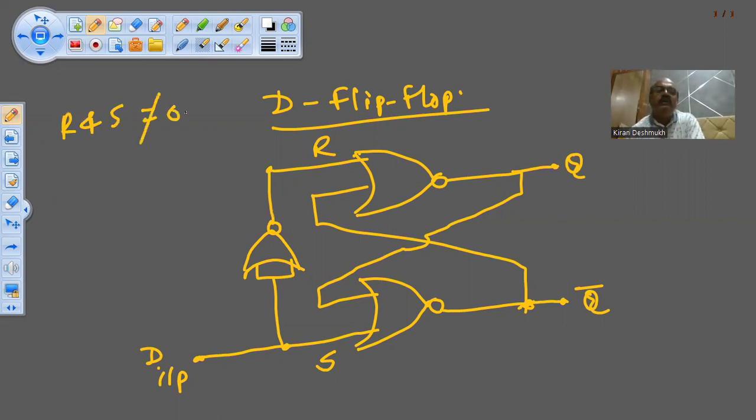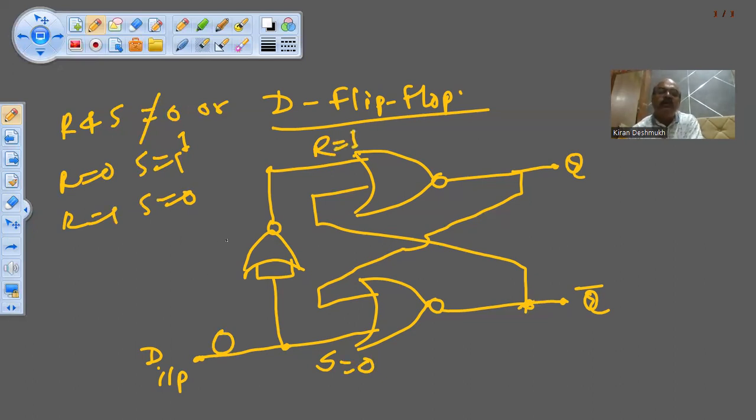will never be 0 both at a time, or never be 1 at a time simultaneously. So if R is 0, then S will be 1. If R is 1, then S will be 0. But both R and S cannot be 0 at a time, or both 1 at a time. This is possible because of adding one more extra NOR gate here in between R and S. So let us assume that if D is 0, S will be 0. Then R will be 1. This is an inverter, a NOT gate.